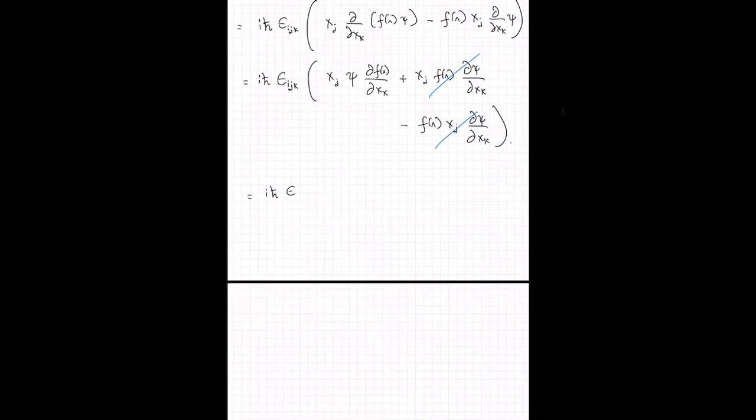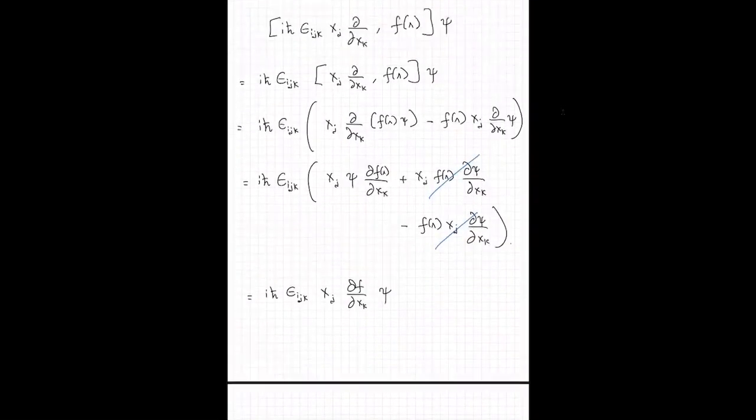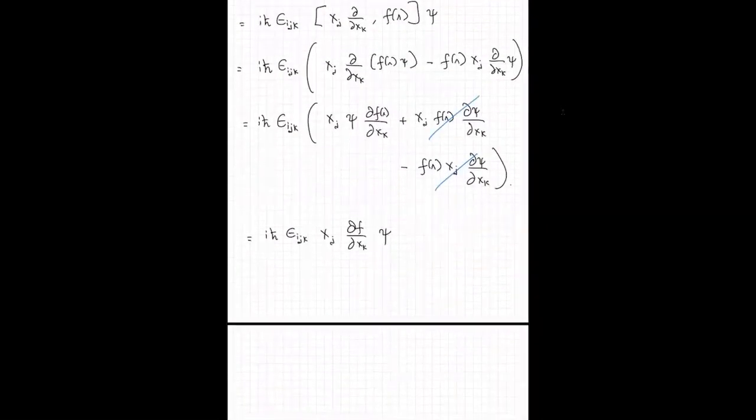i h bar epsilon ijk xj df/dxk times psi. I'm going to pull psi out because it is just a test function and it commutes with any function of distance again. So the commutator of Li and f is thus equal to i h bar epsilon ijk xj times df/dxk. So we have to understand what is df/dxk.